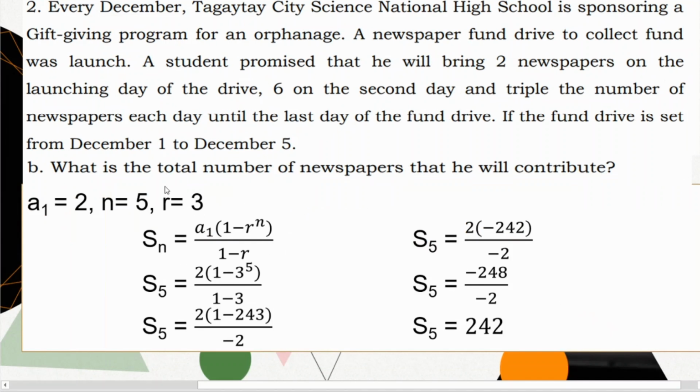So the next question is, what's the total number of newspapers that he will contribute? So in here, we're going to use the sum of the nth term for the geometric series. So we're going to have 2 times 1 minus 3 to the 5th power. 3 to the 5th power is 243. 1 minus 243 is a negative 242. Then we just have negative 242 divided by negative 2, and then we got 242.